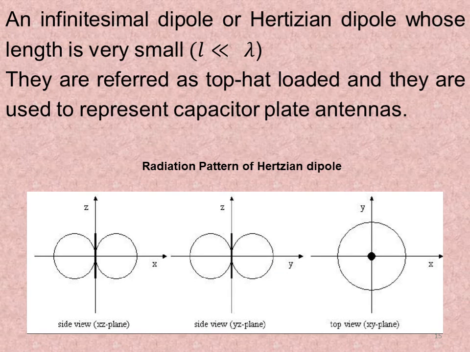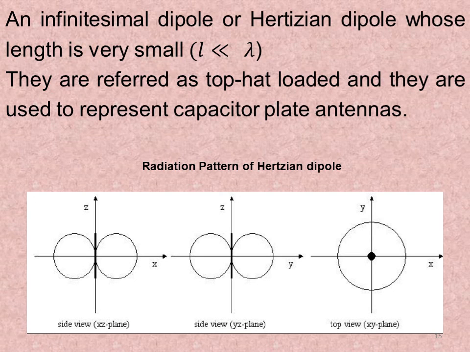Now coming to the next one, called the Hertzian dipole. If you can see, it is also called top hat loaded, and it represents a capacitive plate element. So we know that in a Hertzian dipole we have a positive charge and a negative charge. Based upon the very small size of that particular Hertzian dipole, we can represent it as a capacitor plate antenna.